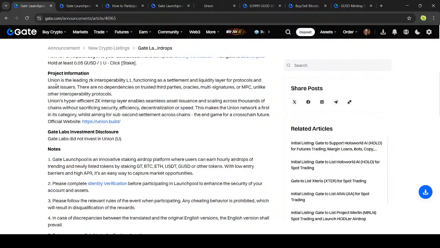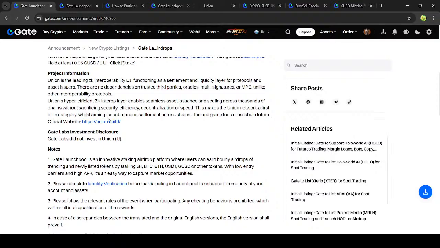So for the key information, guys: Union is the leading ZK interoperability layer 1, functioning as the settlement and liquidity layer 1 protocol for asset issuance, depending on the trades of the Fed Oracle multi-signature MPC, unlike other interoperability protocols. Union's hyper-efficient ZK rollup layer enables seamless asset issuance and scaling across thousands of chains without compromising security, efficiency, decentralization or speed. This makes Union Network the first in category, aiming at sub-secondary settlement cross chain and the end game for the future of cross chain. Official website, guys.